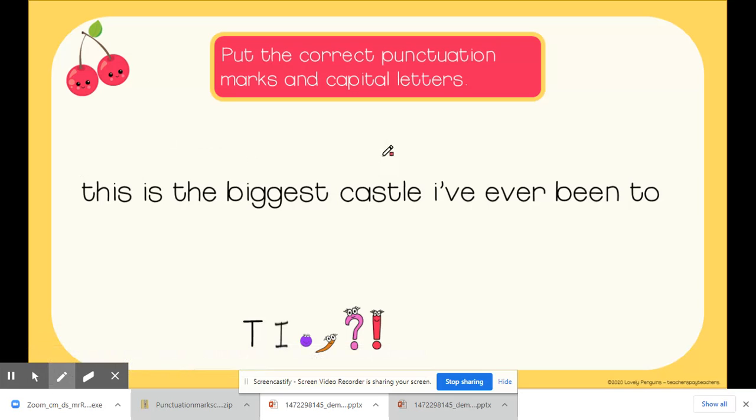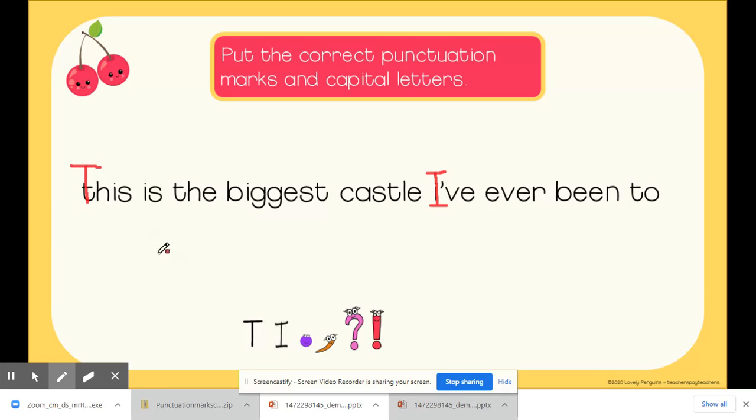This is the biggest castle I've ever been to. Let me reread that. This is the biggest castle I've ever been to. Well, now when I look at this sentence, I see there's a t there, but I need to make it the capital T shape. So that shows me I need this here. But then as I read on, I see this word I've, which really means I have. It's an abbreviation or a shortcut of saying I have, but I is still a person. So we have to turn this lowercase i into a capital. We should never see a lowercase i by itself.